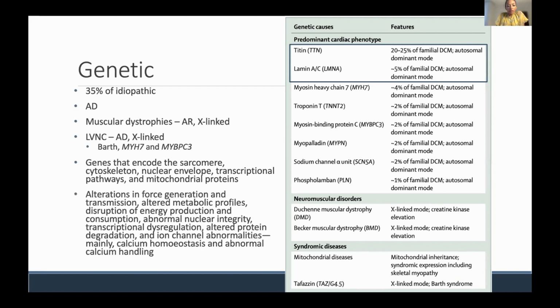The way these genetic cardiomyopathies cause disease is through abnormal proteins, typically proteins involved in the sarcomere or cytoskeleton, altered metabolic profiles, disruption of energy production and consumption, abnormal nuclear integrity, transcriptional dysregulation, altered protein degradation, and ion channel abnormalities, mainly calcium homeostasis and abnormal calcium handling, like we talked about earlier.